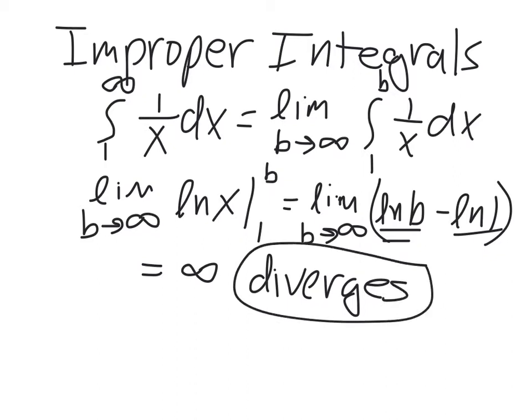Now, if it had equaled some number, then we say it converges to that number. And I will have something about if it converges, what does it converge to? So be able to find the number as well. What other type of improper integral did we run into?